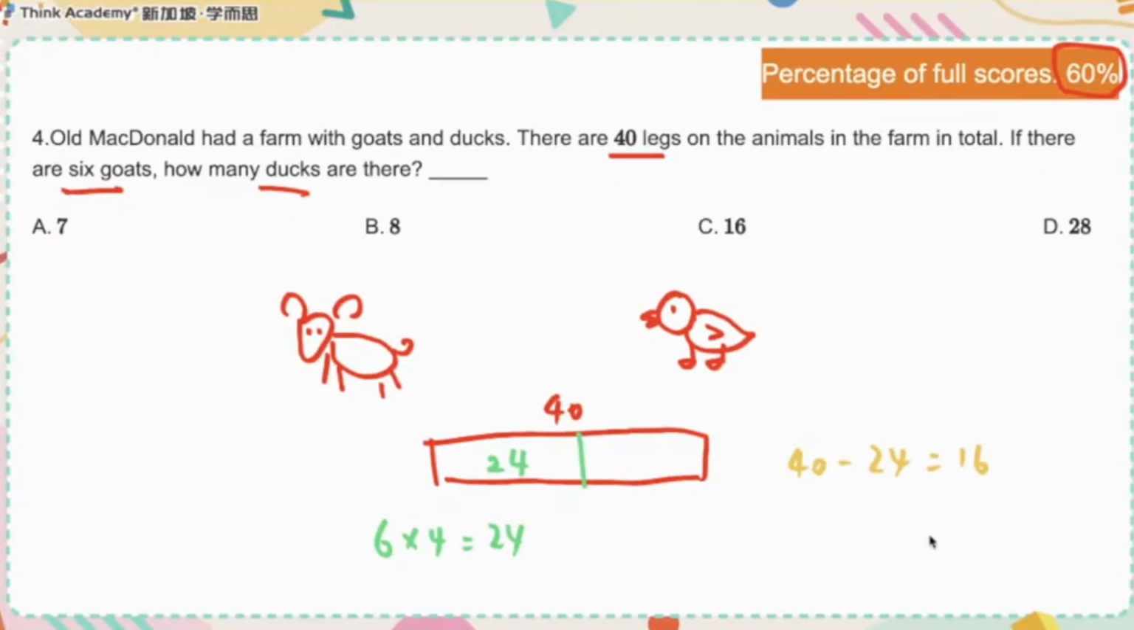So someone may say, Teacher Jane, I know how to do it. 16 divided by 4 gives us 4. So there are 4 ducks. Am I correct? Yes or no? No, never. Because we can see one duck got how many legs? Yeah, each one of them got 2 legs, right? So we need to divide it by 2. That gives us 8. Okay, so the final answer is option B. Okay, good job. Then this time, let's move on.